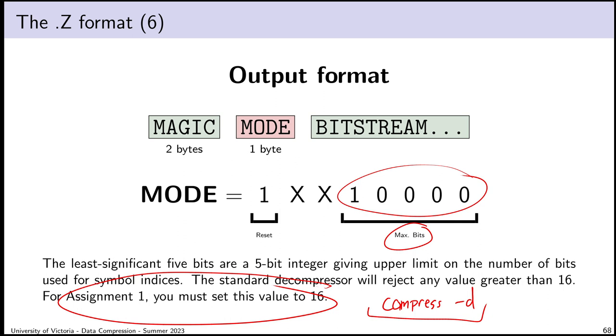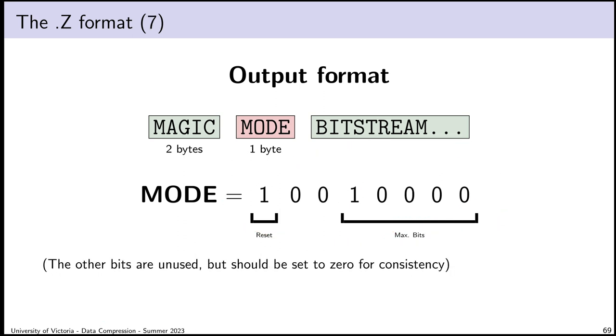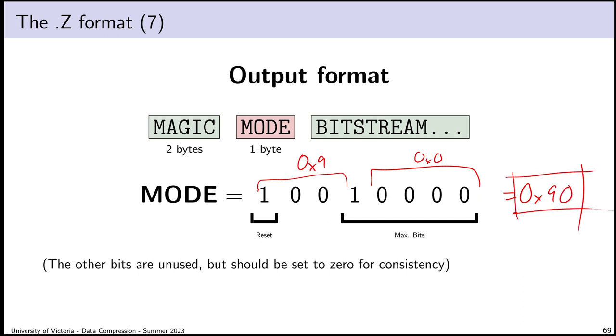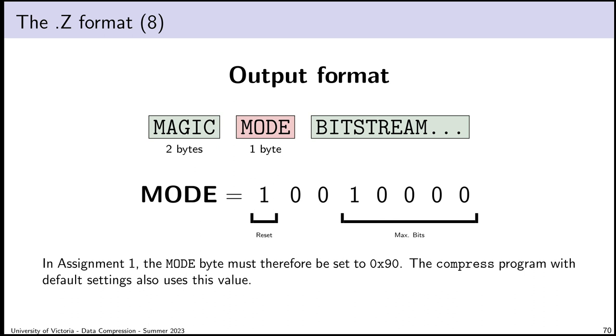That means that the mode byte will always be this. The other 2 bits mean nothing. I guess they were left in there as a way of adding extra flags later, but there were no extra flags added. So that means that our mode byte will always be exactly the same. In this case, this 4-bit segment is 0x9, and that's obviously 0x0. So our mode byte is going to be 0x90, always. In assignment one, it must be 0x90. And if it's not, then we're going to have a problem with the marking. The compress program, with its default settings, also uses this value. You can give it, I think, arguments that will change max bits or whatever, but we like 2 to the 16. That's not a very big number in 2023.